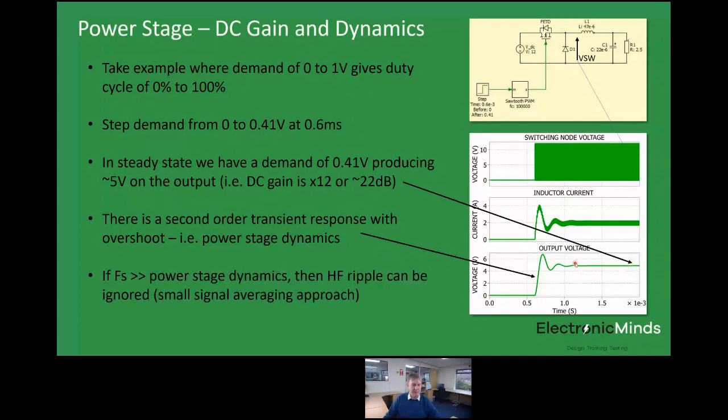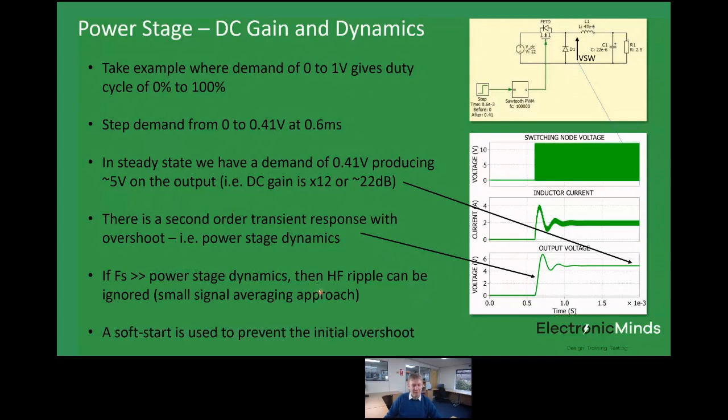The last thing to say is if the switching frequency is very much greater than the frequency that those power stage dynamics occur at, then essentially you can also ignore the high frequency ripple. And that's one of the fundamentals of one of the approaches we're going to be describing in a moment, and it's the small signal averaging approach.